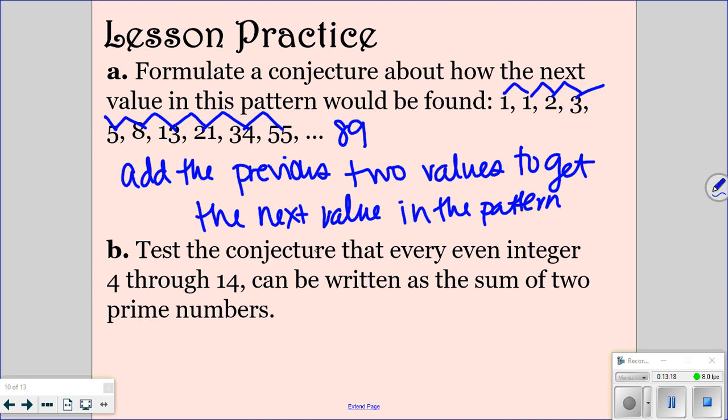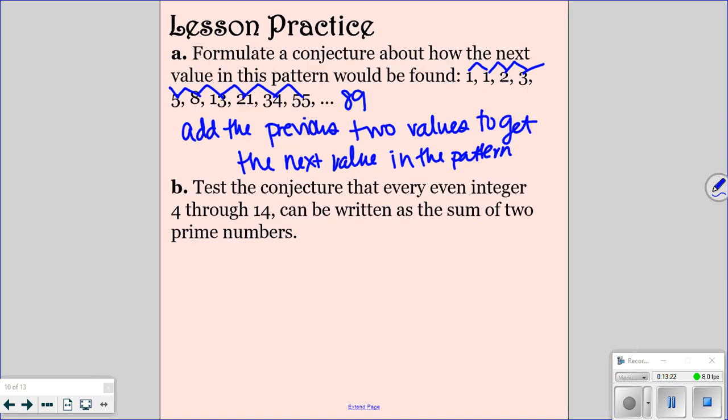For the next one, it says, test our conjecture that every even integer 4 through 14 can be written as the sum of two prime numbers. So we want to try 4, 6, 8, 10, 12, and 14. So 4 could be 1 plus 3 or 2 plus 2, either one. So that one does work.